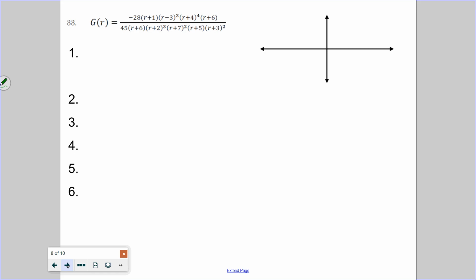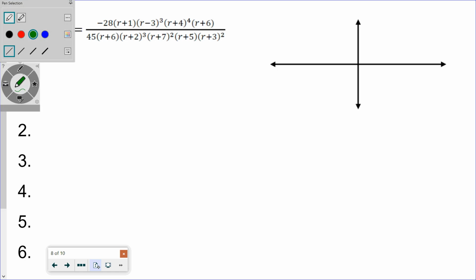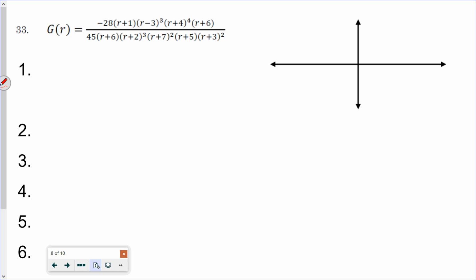Let's go on to number 33. This one, I'm going to go over a little more quickly so we can get this video over with and not let it be too long. So the first thing we're always going to do is factor it out, but it is factored already, so that's convenient. After that, I want to cancel out any common factors. If I look at this right here, I can see that an r plus 6 cancels out from top and bottom. And since it completely canceled out from the bottom, that tells me I have a hole at -6.